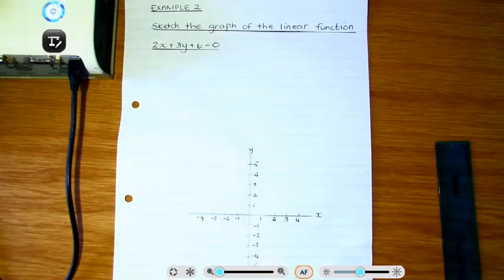The second example we're going to do, it says sketch the graph of the linear function 2x plus 3y plus 6 is equal to 0.